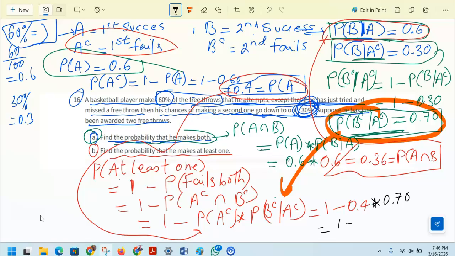Now this will be 1 minus, this will be 7 times 4 is 28. So like this. And eventually you get 1 minus this, which will get 0.72, right? And you're done. That's all it is. So that means 72% chances that he makes at least one, either first one success or the second one success. So I hope that makes sense. Okay.